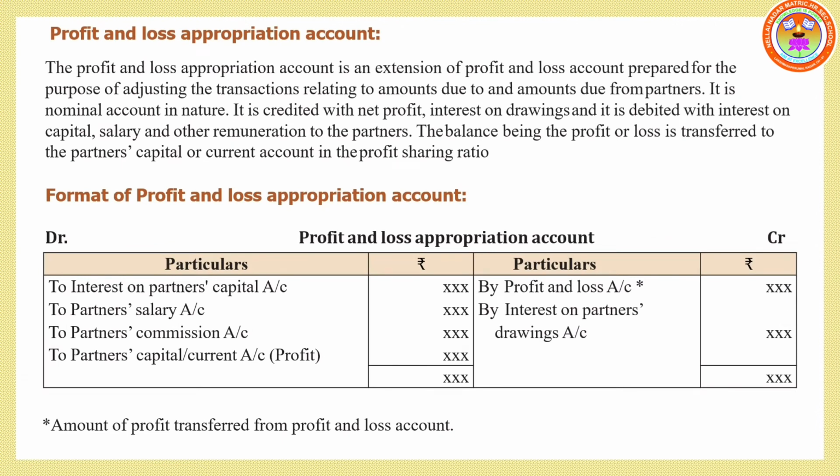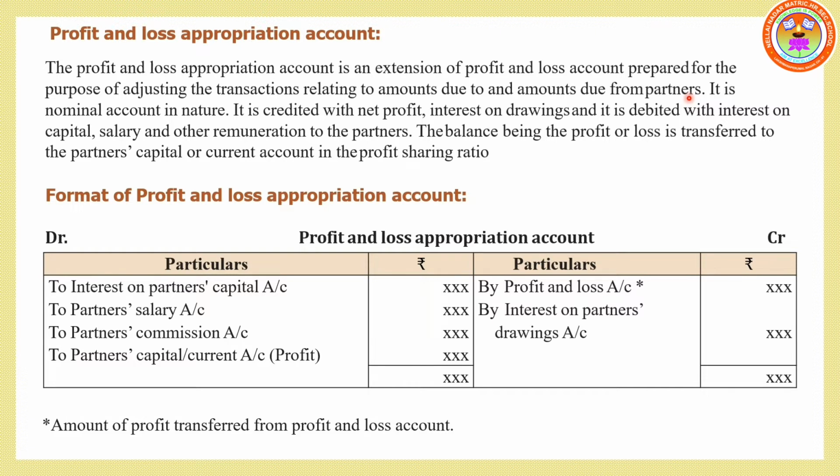Now look at the next one, profit and loss appropriation account. What does it mean? It is nothing but a P&L account along with some adjustments. Last year itself we prepared profit and loss while doing final accounts: trading account, profit and loss account and balance sheet. So the profit and loss appropriation account is an extension of the P&L account, prepared for the purpose of adjusting transactions relating to amounts due to and amounts due from partners.